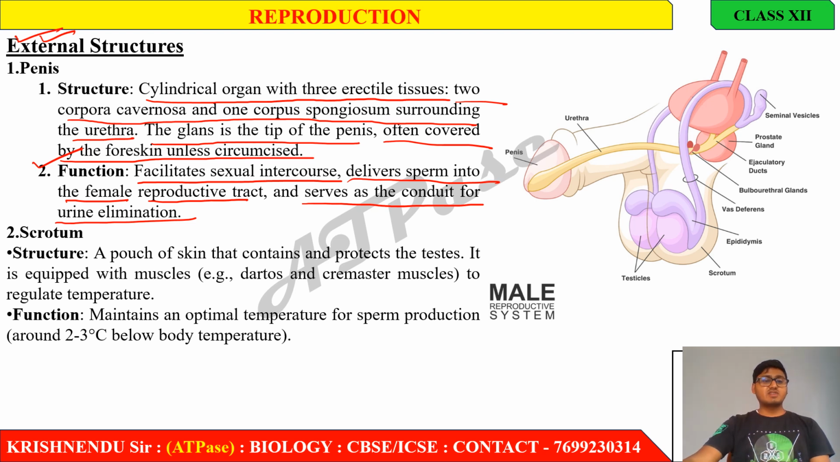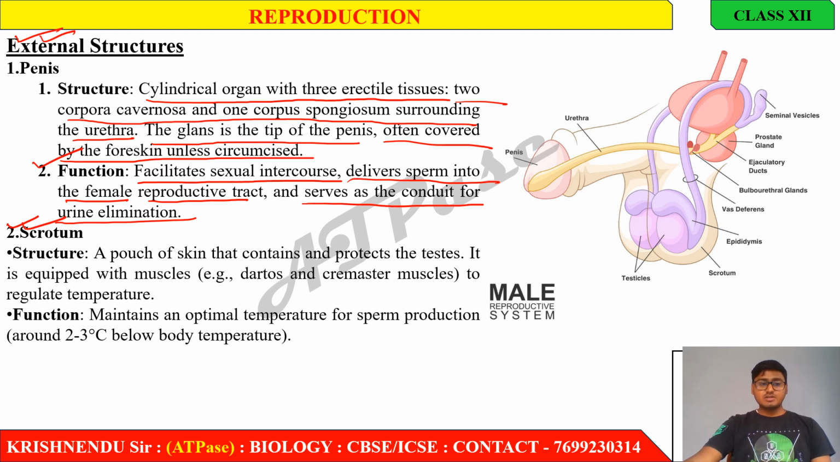Next, the external structure of the male reproductive system is the scrotum. Okay, external structure means those structures which are present outside our body. Okay, these are known as external structures. Both the penis and scrotum are present outside of a male body.